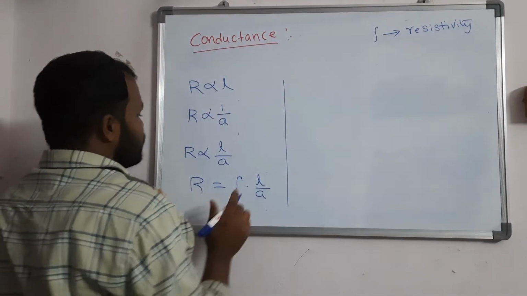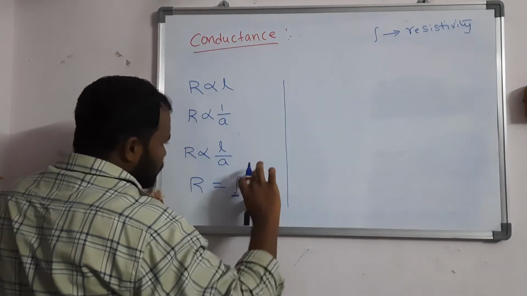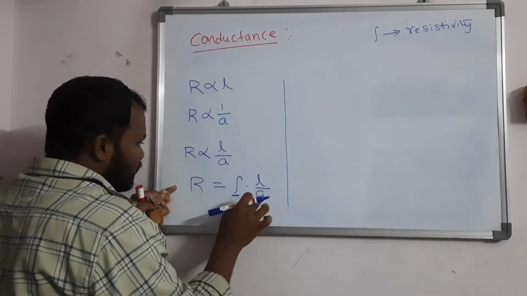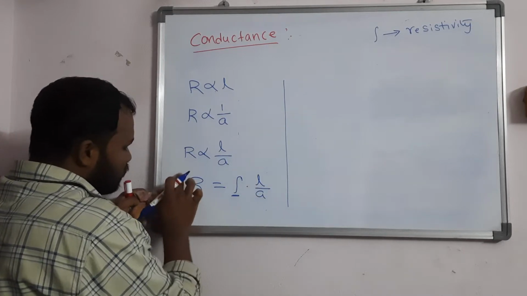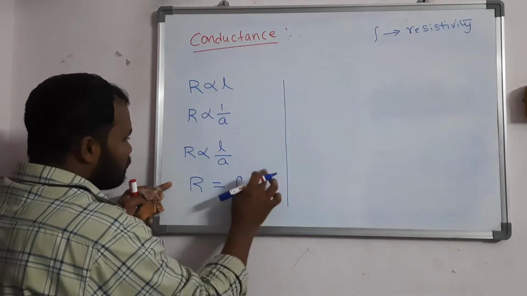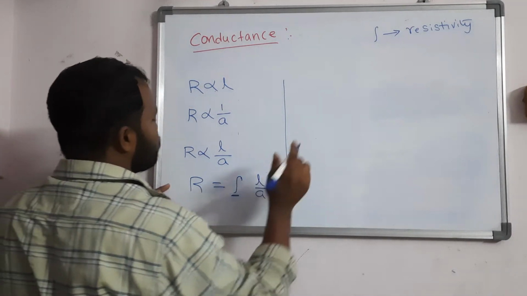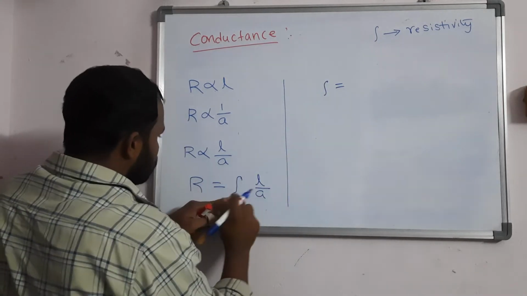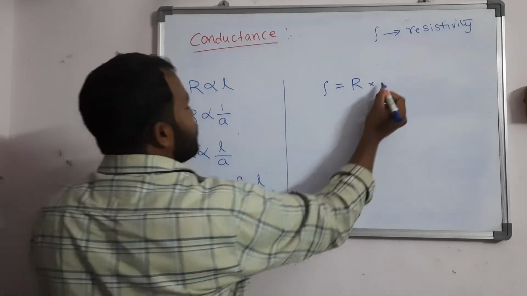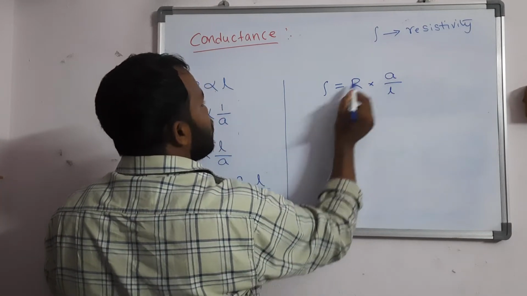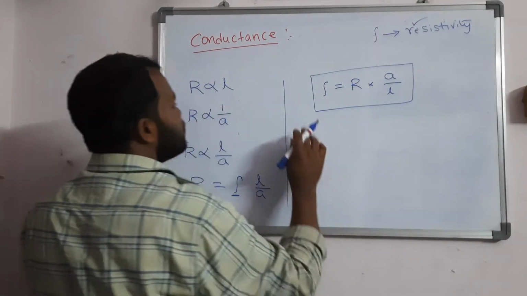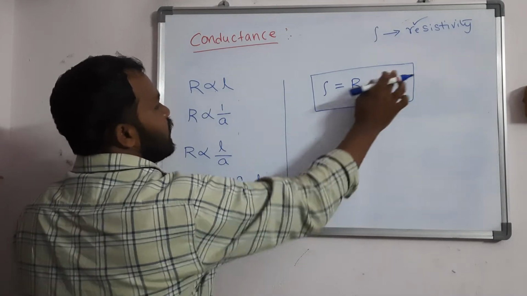If I want the rho value, then L by A goes to the other side in reverse. Since A is in the denominator, it goes across as a multiplier, and L, which is multiplied, comes as a divisor, so you get A by L. So rho is equal to R into A by L. Rho means specific resistivity, or simply resistivity.